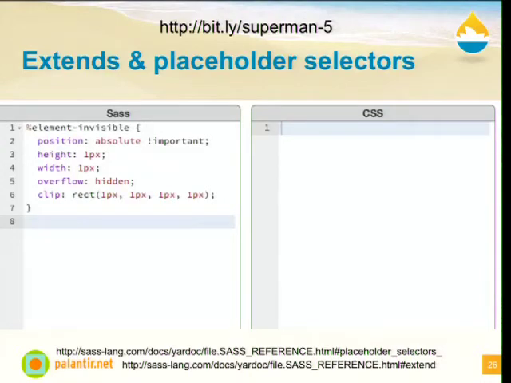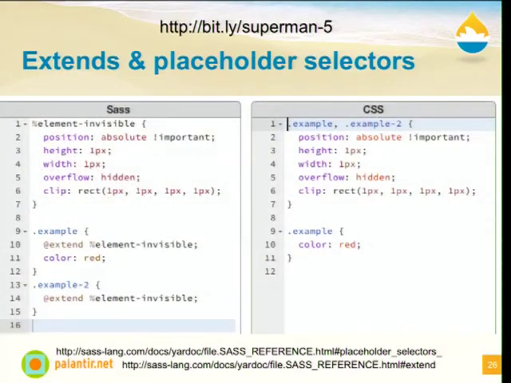Here is a placeholder selector. Instead of the normal .element-invisible, which would be a normal CSS class selector, or #element-invisible, which would be an ID CSS selector, we use the percentage sign, which is a special selector to Sass that says, when you are generating this CSS, don't actually do anything with this. Just don't generate any CSS. So by itself, this makes absolutely no sense.